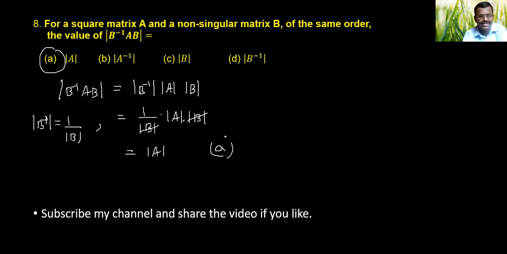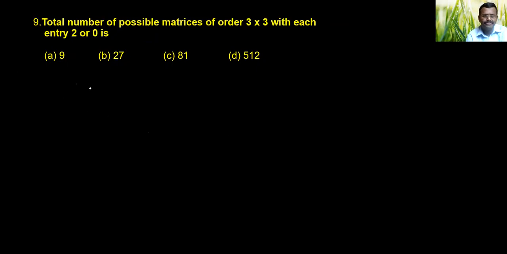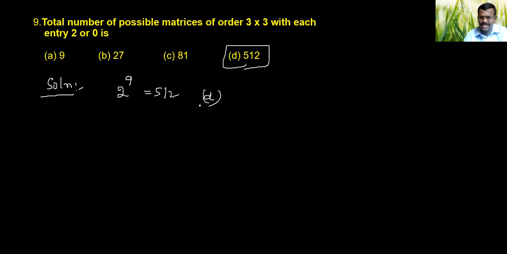Let us move to the next question, question number 9. Observe here, it is a very simple question. The total number of possible matrices of order 3 cross 3 with each entry 2 or 0 is? How many entries are there? Make it as a base. Here, 2 or 0, there are two elements. Therefore make the base 2. Then the order is multiplied: 3 3 is 9. So we know that 2 power 9 is 512. Therefore option D is the answer. That's all for this question.